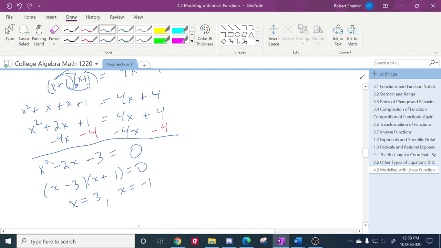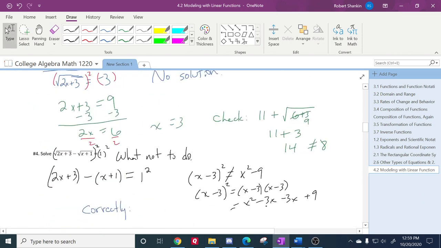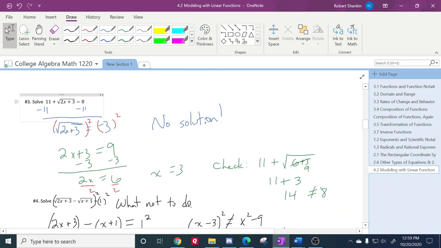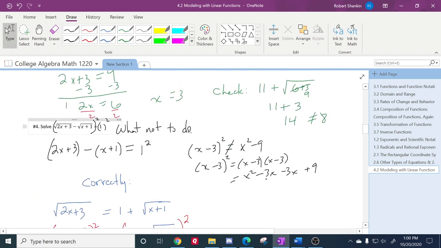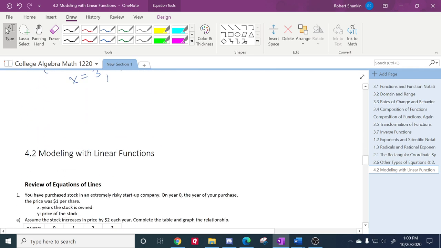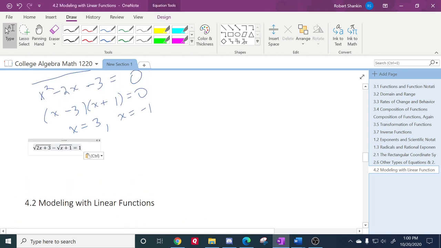I'd love to stop here, but I can't. I have to check. Remember, because square equations have square roots and we square both sides, we might get an extraneous solution. So this, copy it. No, that's not the one. This one. Here, that's the equation. I'm going to copy it down over here. And I'm going to plug in x equals 3.